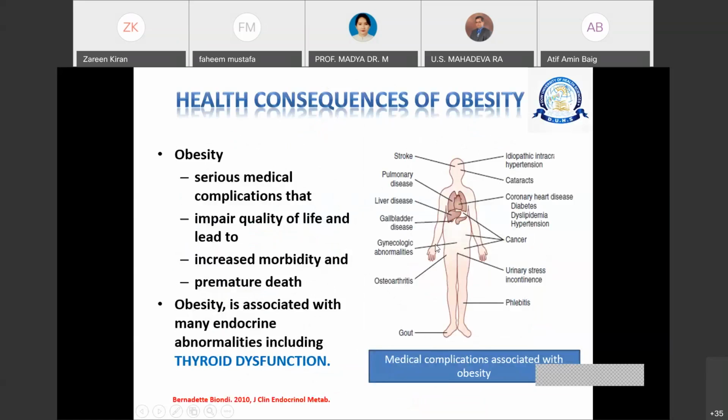The health consequences of obesity basically lead to serious medical complications that impair the quality of life, increase morbidity, and cause premature death. And obviously, it is associated with so many endocrine abnormalities, first and foremost being thyroid dysfunction.